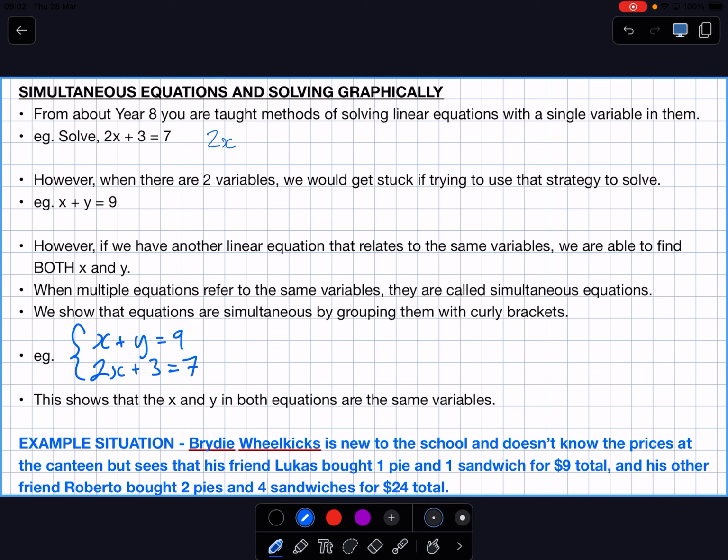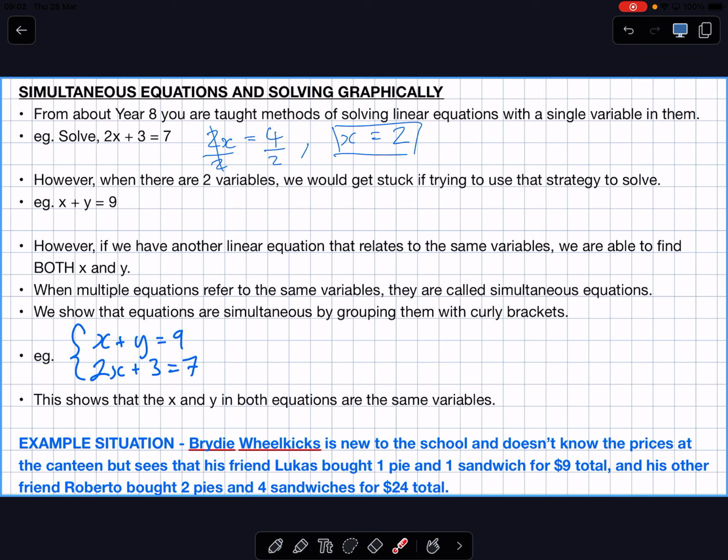So what's the opposite of adding 3 to something? Taking away 3. So you're going to take 3 from both sides. 7 take 3 is going to be 4. Now you can get rid of the number on it. What's the opposite of timesing something by 2? Dividing by 2. So divide that by 2, divide that by 2. That's going to cancel. So x is going to be 2. You should be able to solve that ever since the start of year 8, depending on who you have.